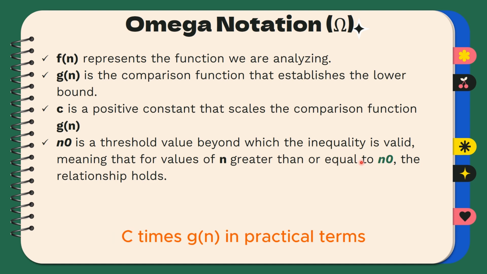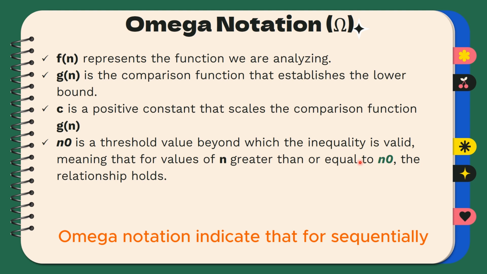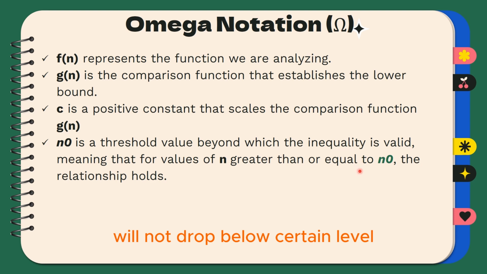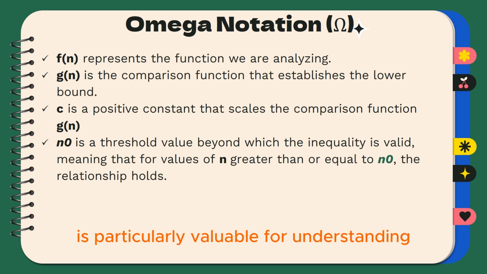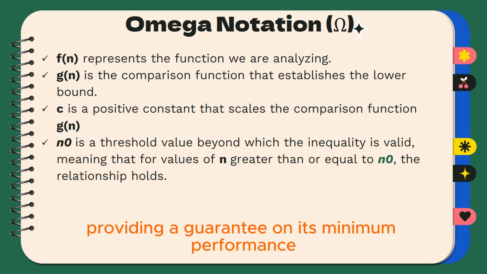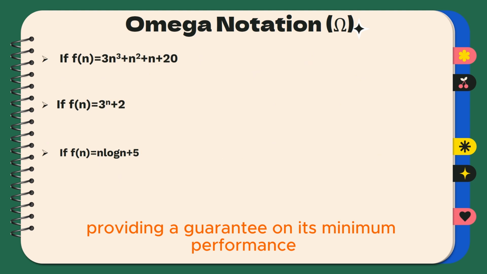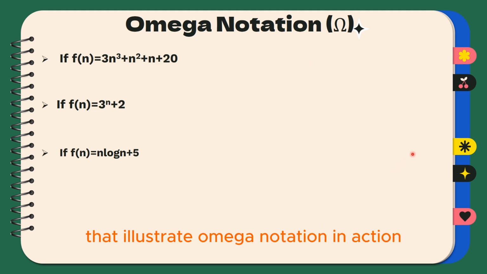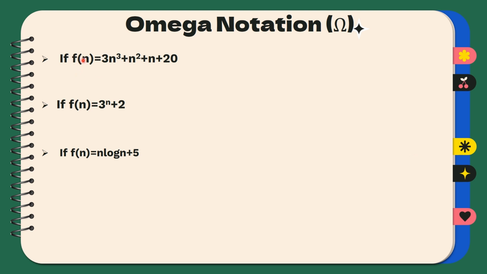In practical terms, omega notation indicates that for sufficiently large input size, the algorithm's performance will not drop below a certain level represented by g of n. This is particularly valuable for understanding the best case scenario of an algorithm's efficiency, providing a guarantee on its minimum performance. Now, let's look at some examples that illustrate omega notation in action.